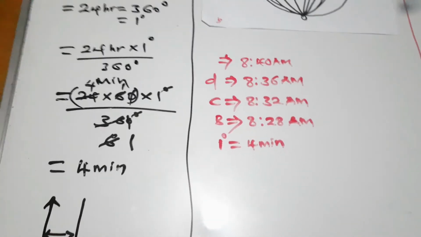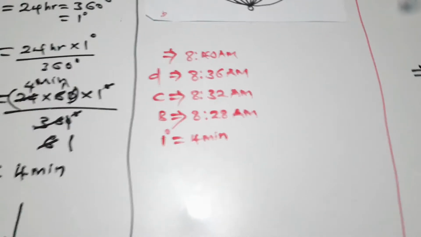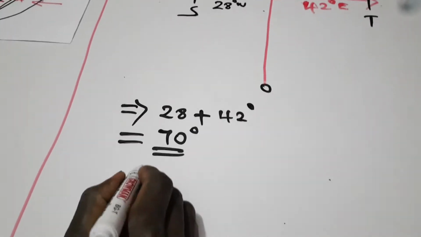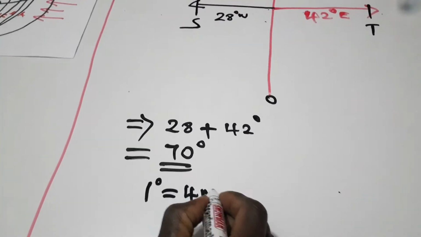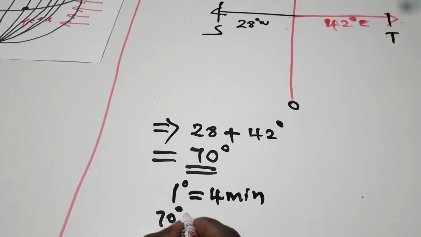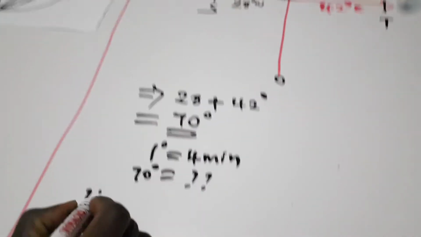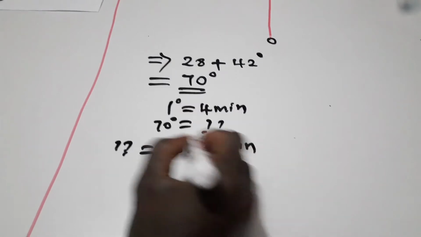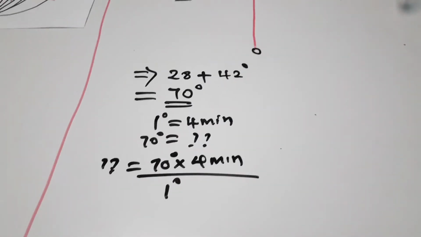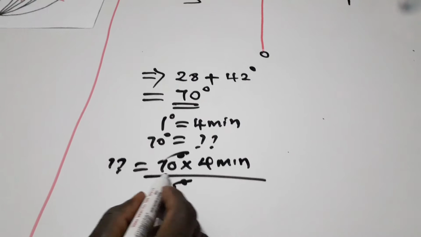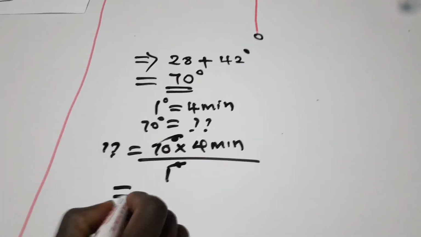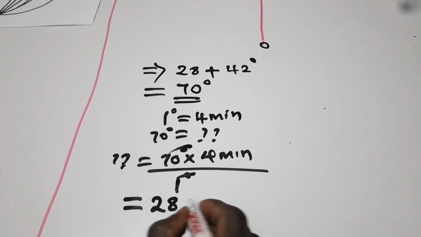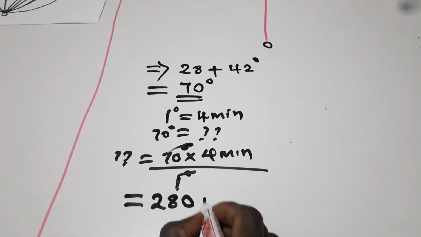Remember what we said back here. We said 1 degree is equivalent to 4 minutes. Meaning that our 70 degrees will be, if 1 degree is equivalent to 4 minutes, what about the 70 degrees? So this will be 70 times 4 minutes. This is 70 degrees over 1 degree, so this degree will cancel with this one. So it will be 4 times 70 minutes. This will give us 280 minutes.